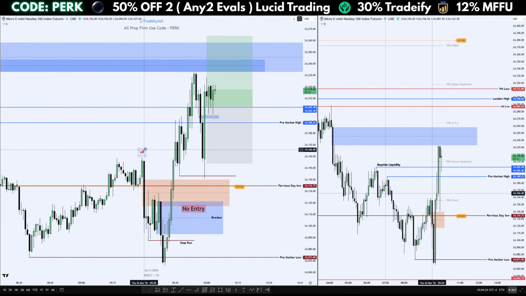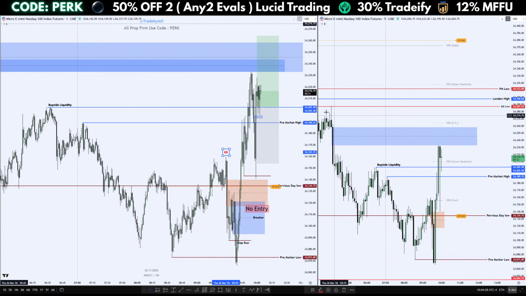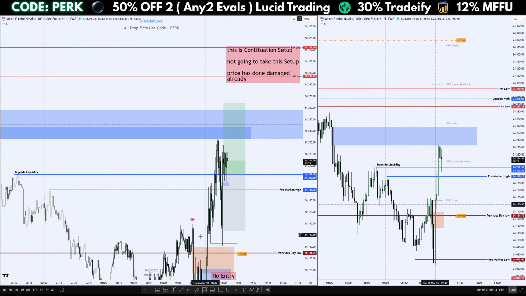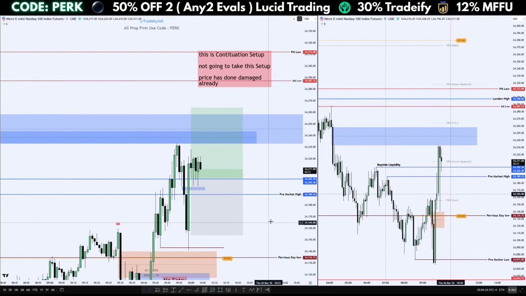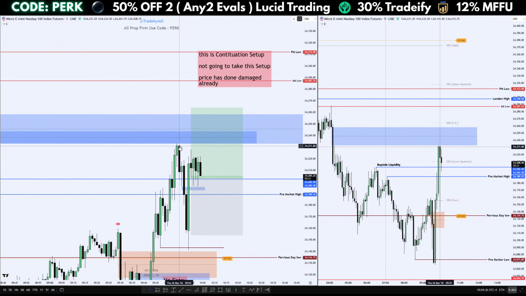Price has taken out this high, and then price has taken out this pre-market high also. This is the continuation setup after the stop run. Once price goes above this, then price can easily target this high.